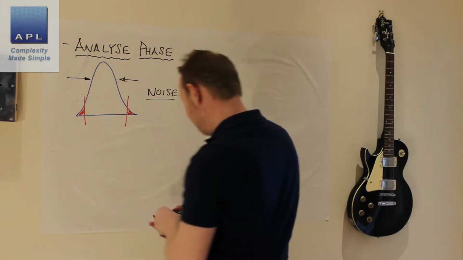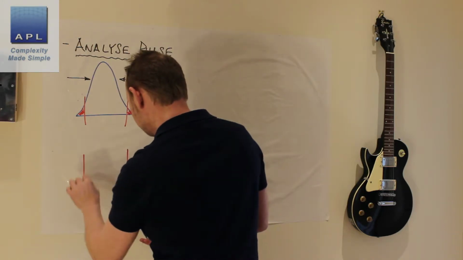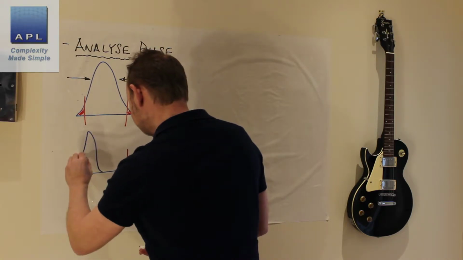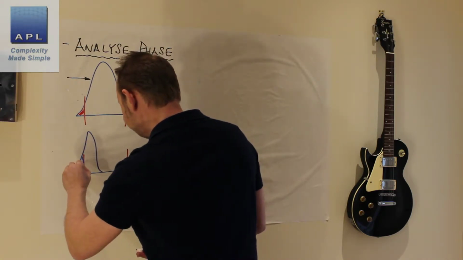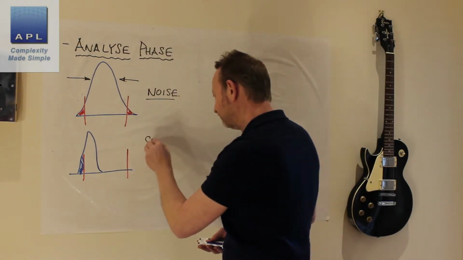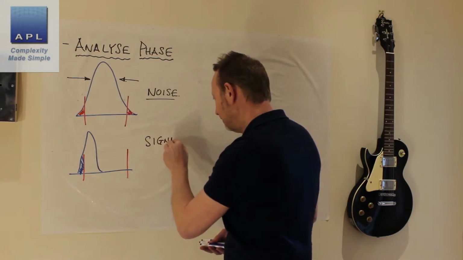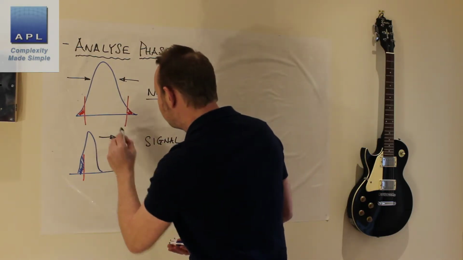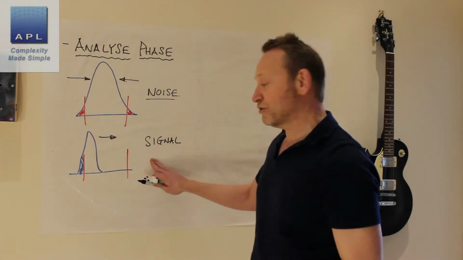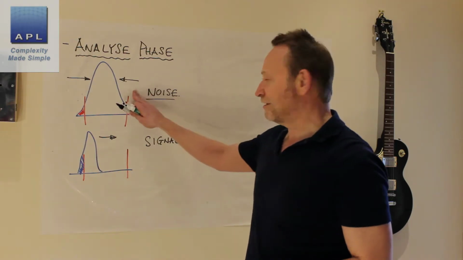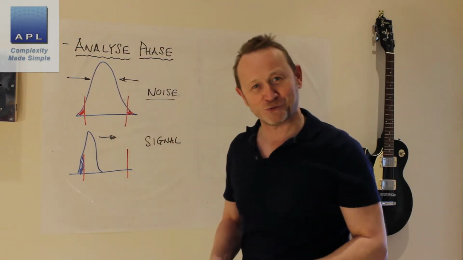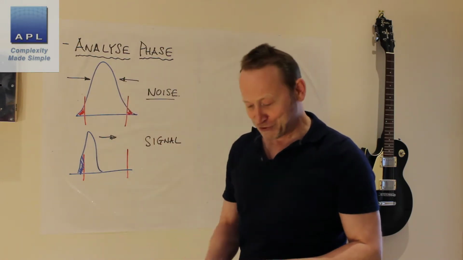State number two, on the other hand, let's put the same tolerances in. State number two is like this. This is all about signal. This is about moving the result back onto the target. Now this is all about the statistics. This is not about statistics at all. This is about the way your process works. So this analyze phase is very non-statistical.